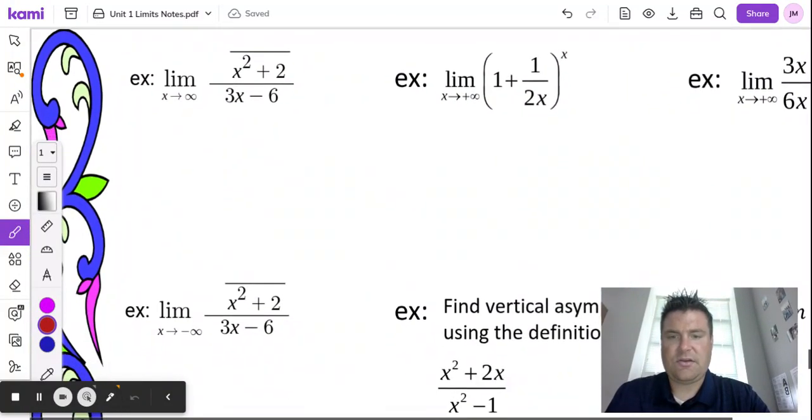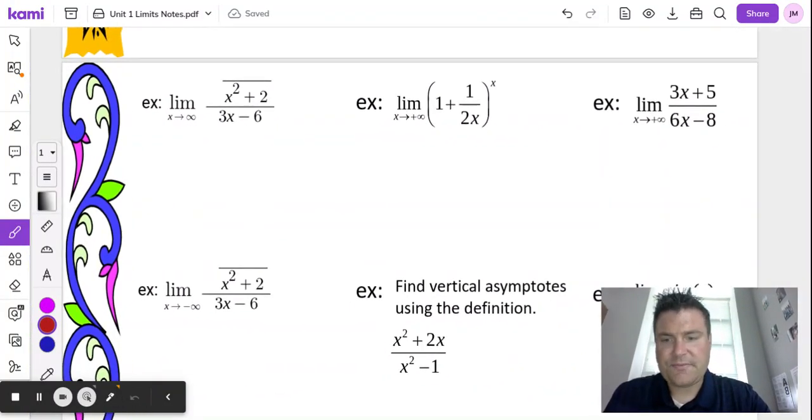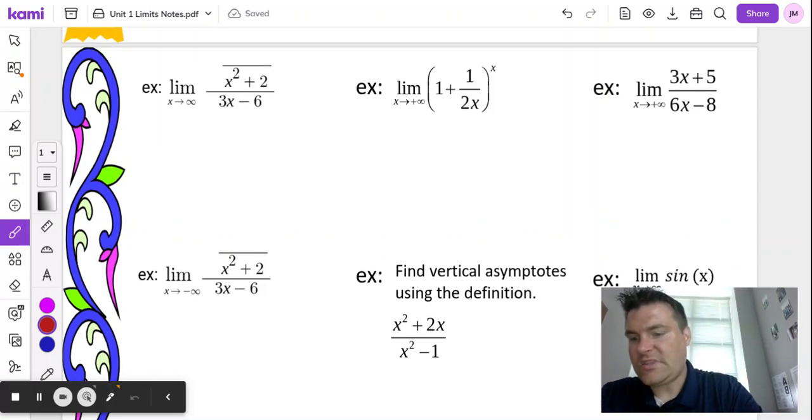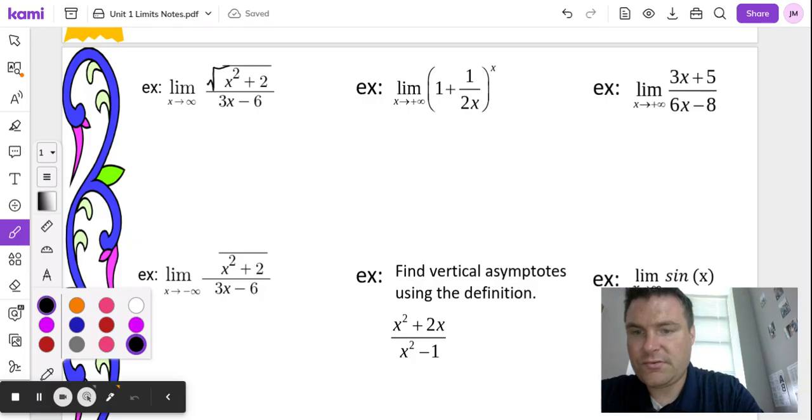So let's go ahead and look at this. Oh, this looks like this is written poorly. It is not written this way in the notes, so let me just go ahead and finish this up. This should be a square root.